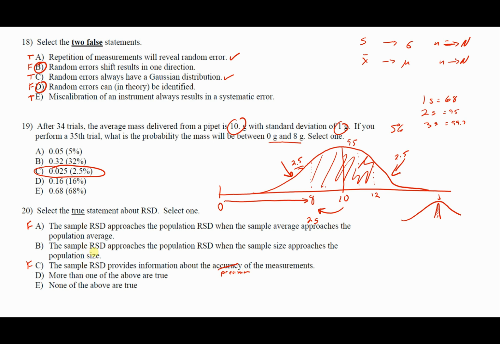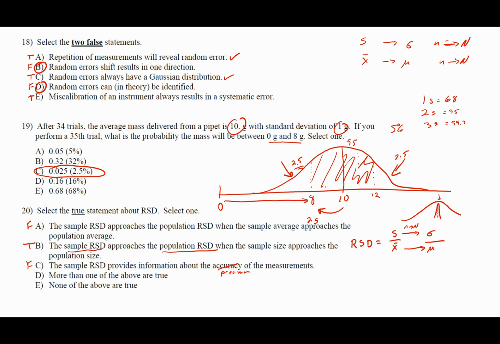Okay, now remember, the sample RSD approaches the population RSD when the sample size approaches the population size. This is true, and we're going to talk about why it's true. You're going to say, you didn't tell me about that in class, and yeah, I didn't. But remember, RSD is simply S over X bar. And we know that this approaches sigma, and we know that this approaches mu. So yes, as n approaches big N, we do know that the sample RSD approaches the population RSD, right?